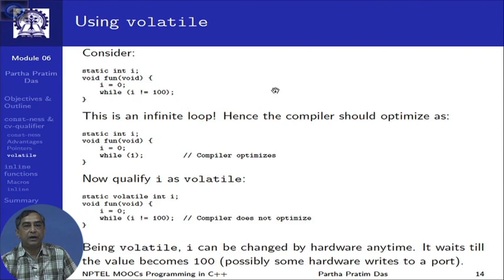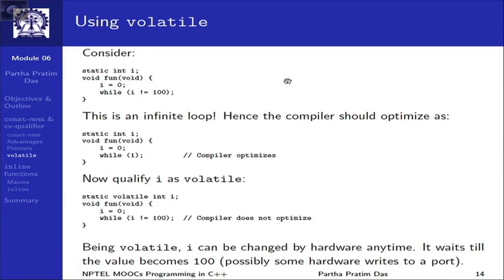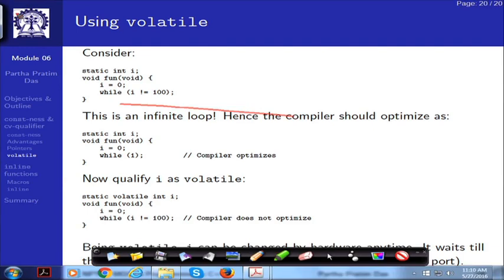So, here we are trying to show how volatile could be useful. This is very simple code which assigns a value 0 to i, and then tries to loop on the condition that i is not equal to 100. Now, if we just show this code, you will immediately identify that this is an infinite loop. Why is it an infinite loop?